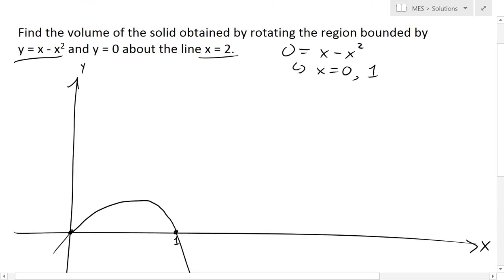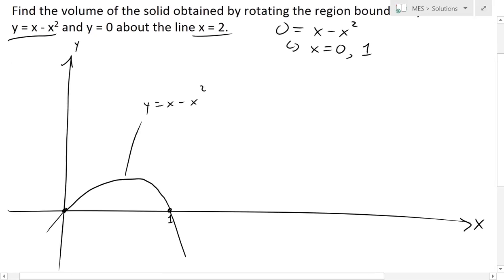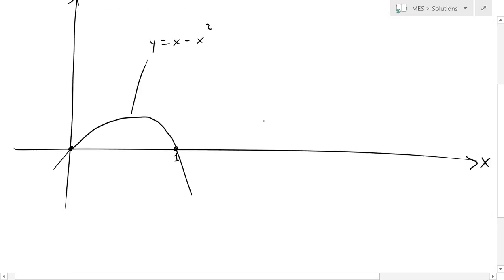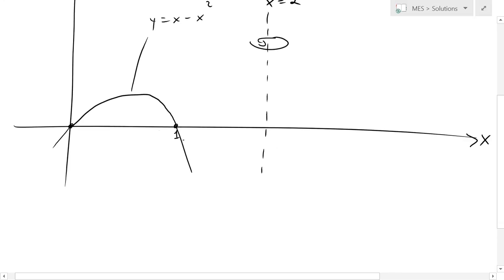So there's the region. It's bounded between this function, y equals x minus x squared, and y equals 0, which is just this flat line. Now we're rotating about the line x equals 2. So that's 1, then 2 would be right across here. So this is x equals 2. We're going to be rotating it about this line, so we have to draw a mirror image across to here. It's going to look something like that.